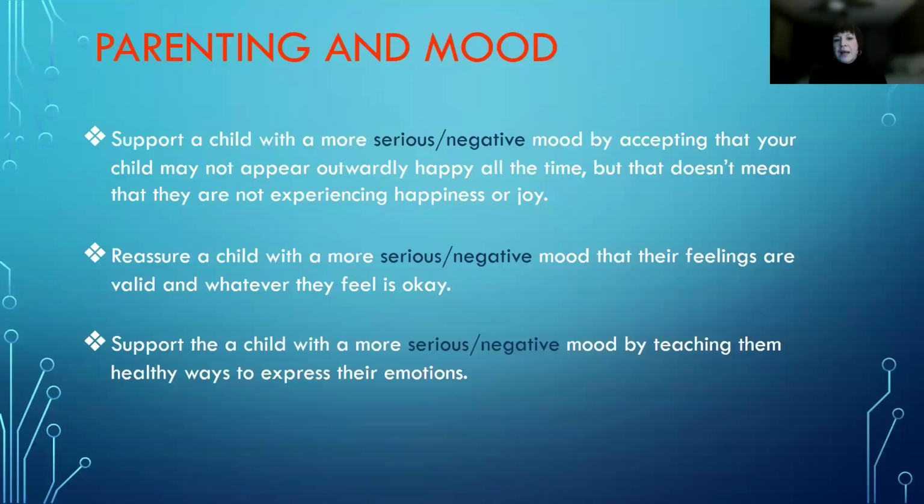As a parent, a child who is happy and positive in their mood is relatively easy to support. So these 3 points are more for the child who seems to be more serious. You can accept that your child may not be outwardly happy all the time or even half the time. It doesn't mean they're not happy. It just means that they don't express it outwardly in the same way that maybe a typically happy or positive child does. You can reassure that child because people might say, "Are you okay? Are you happy?" You can reassure that child that however they express themselves and whatever they feel is okay. It's their feelings. And you can support them by teaching them some ways to express their emotions.